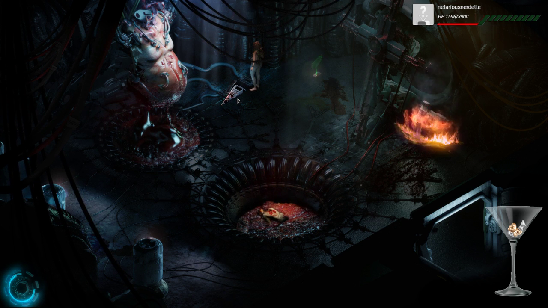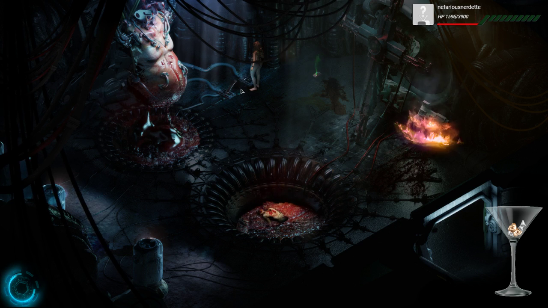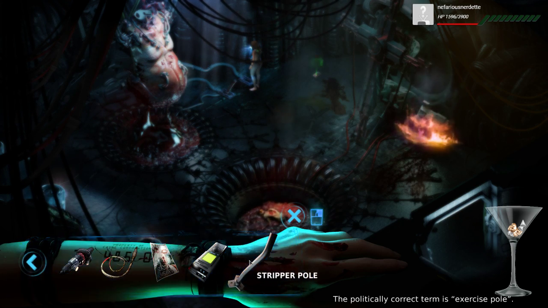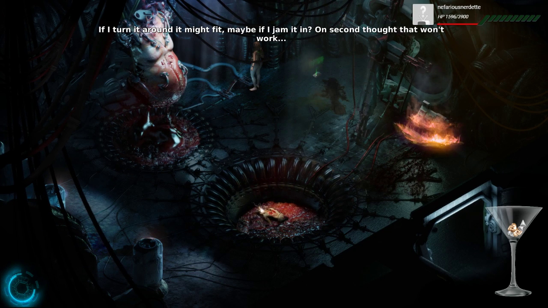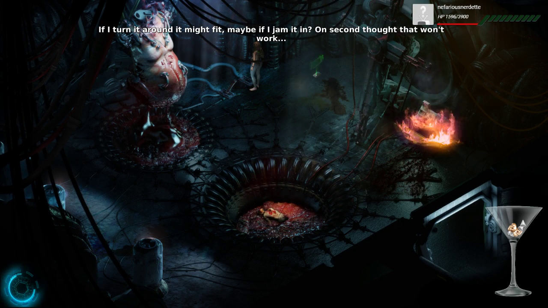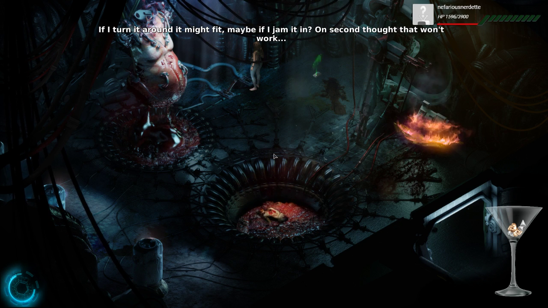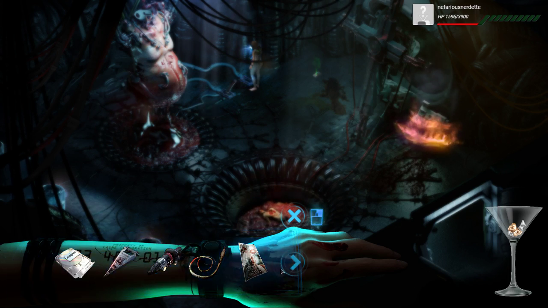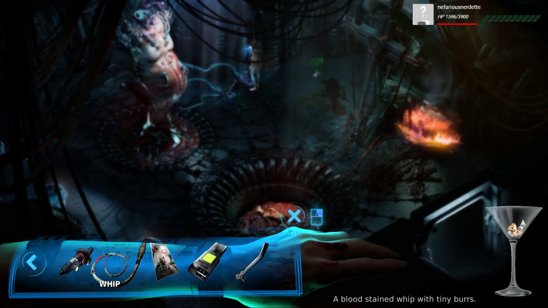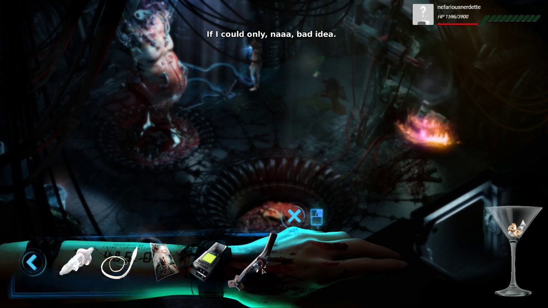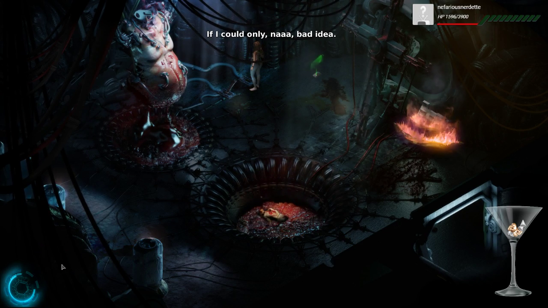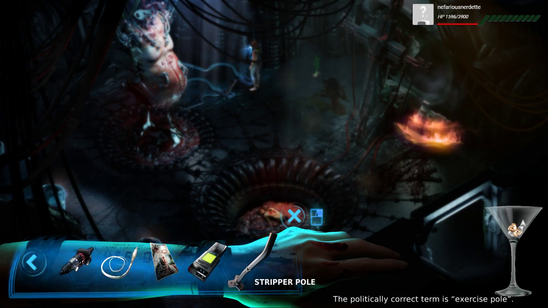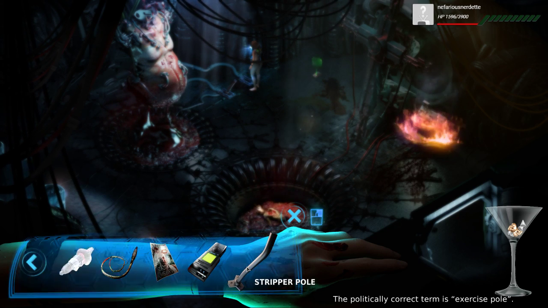Through downtown Newark, too. So very safe, yeah. Sounds lovely. Oh, stripper pole. Yeah. If I turn it around, it might fit. Maybe if I jam it in. On second thought, that won't work. Really? Come on. It's perfect. What if I combo that? If I could only... bad idea. God damn it. What the hell? The politically correct term is exercise pole.